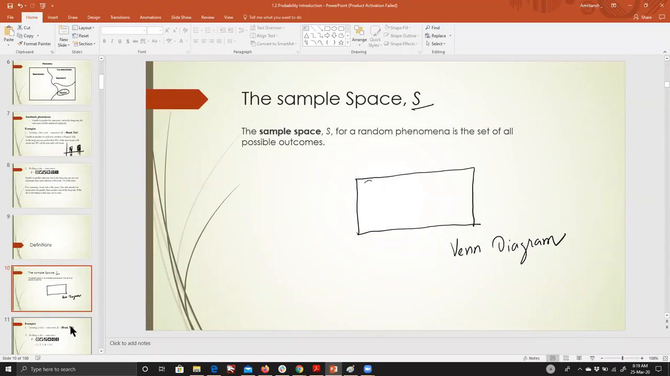This is called sample space S. Okay. So I will ask you to calculate something. Please be ready for the calculations.